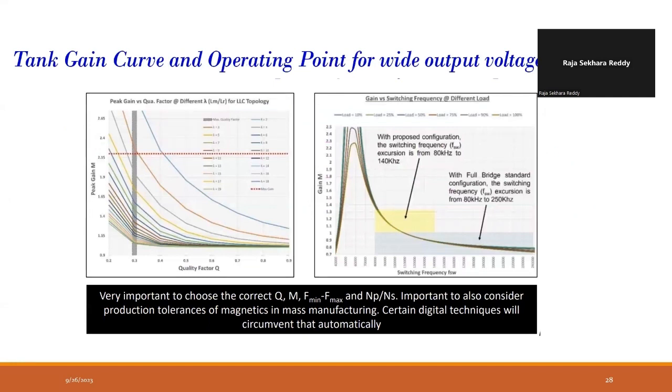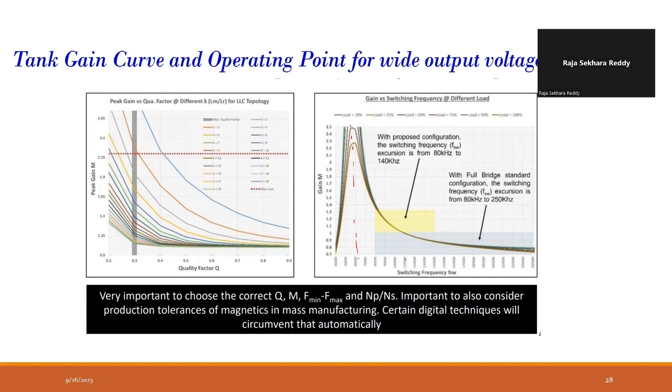These are some gain curves of how the gain varies with the quality factor. The quality factor decides which inductor and capacitor values you must choose, etc. And this is your resonant frequency. You must not operate to the left of it, you must operate to the right of it. There's a certain range of frequencies you can use, and you must not deviate a lot from the resonant frequency. Otherwise, you will lose the advantages of the LLC converter.